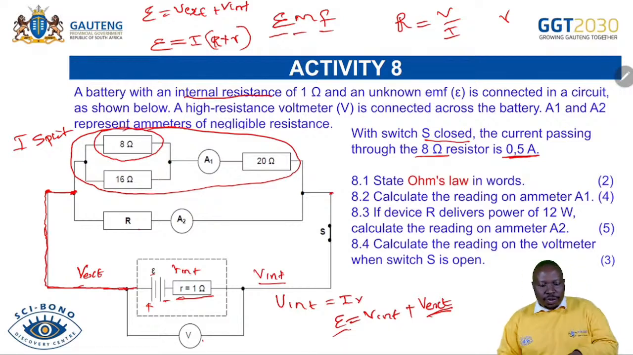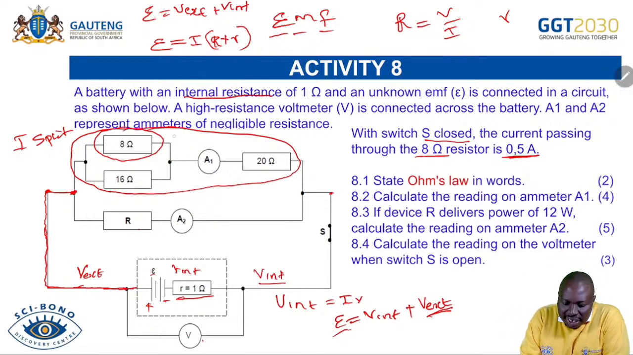So now, what we know about the 8 ohm resistor is that its resistance is 8 ohms. So it's R, we know it's R. Do you know its V? We don't know the V. Do you know its I? Yes, we are given I.